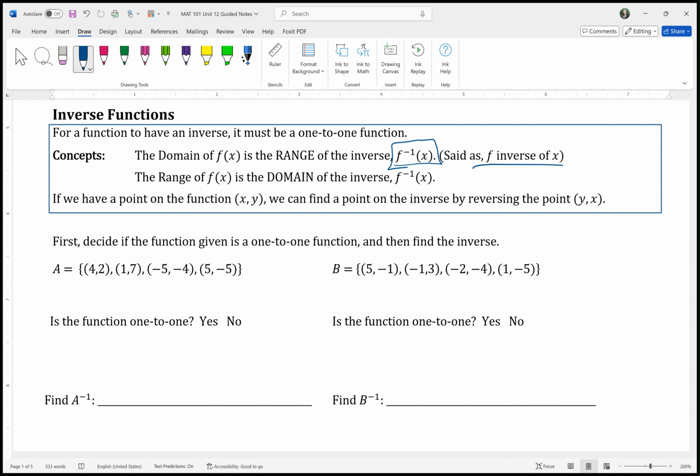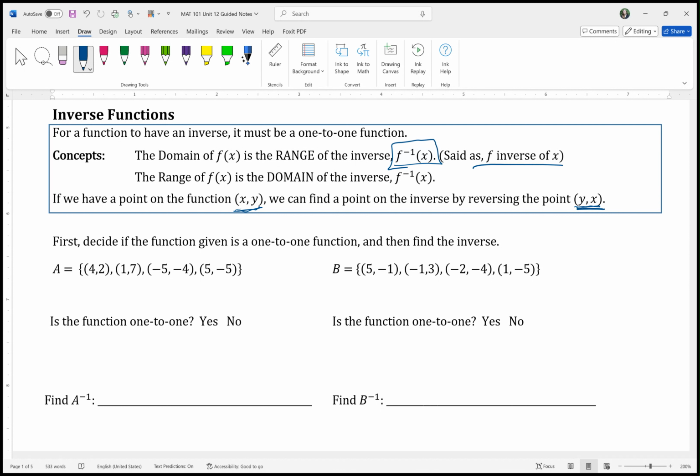The other really important point with this, because domain is x values and range is y values, if I have the domain of x in the original, that x value becomes the y value for the inverse. And vice versa. If I have a y value in the original, it becomes the x value in the inverse. So if I have a point xy, this can flip over in the inverse to make it yx. So to find the inverse of any point, you just flip it. Notice I didn't change any signs. I just switched the order.